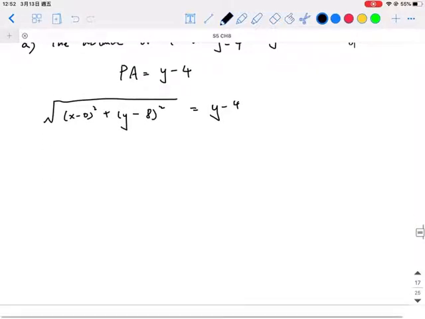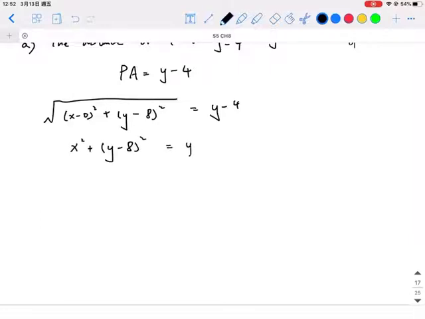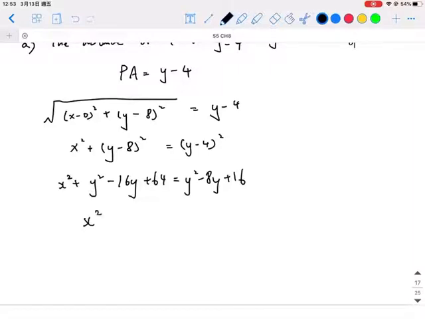After that, you can have some simplification. So x squared plus (y minus 8) squared equal to (y minus 4) squared. So you have some simplification, you will get the equation like this, and you move all the terms to the left hand side, and you will get the answer, which we call a parabola.